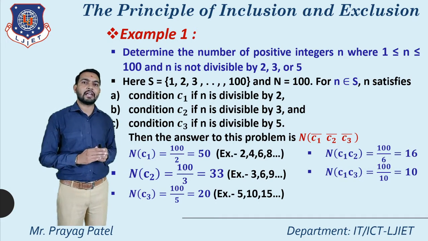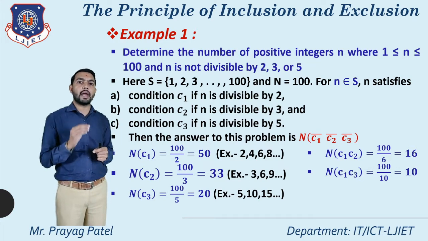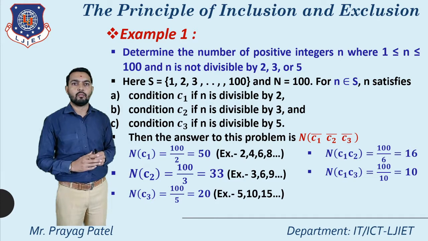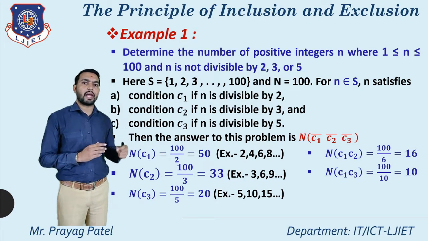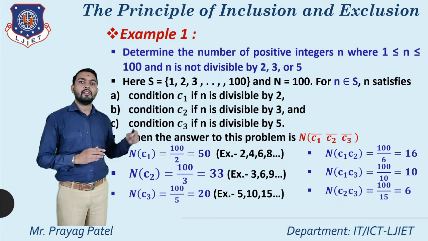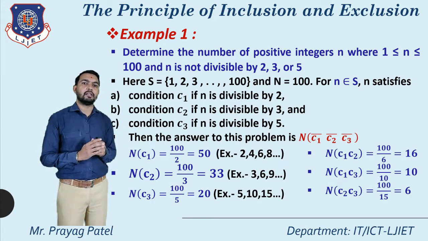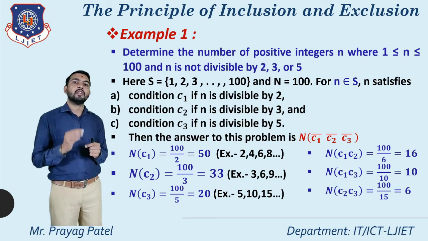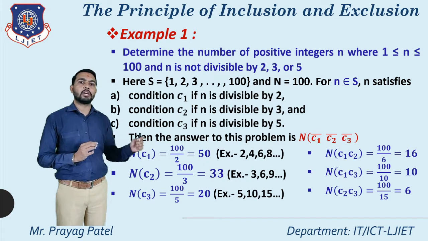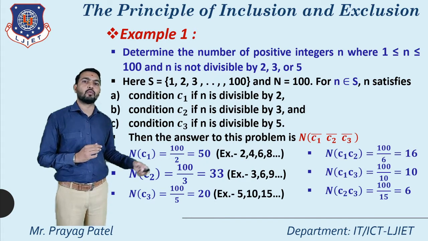Now n(C1, C3) means numbers divisible by 2 and divisible by 5. So 5 multiplied by 2 is equal to 10. So 100 divided by 10 is equal to 10. And the last is n(C2, C3). That means C2 means 3, C3 means 5, so 5 into 3 is 15. So 100 divided by 15 is equal to 6.